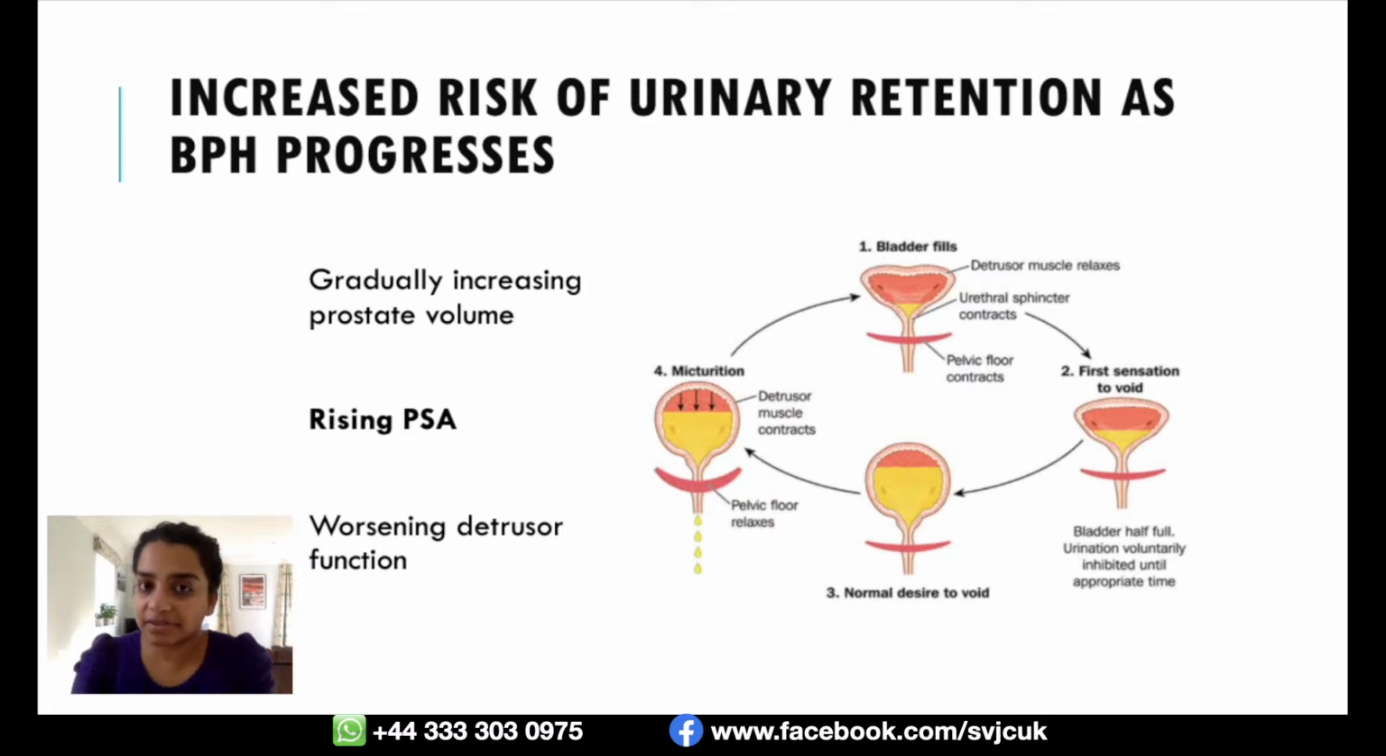This process is dysfunctional in men who have BPH, as the pelvic floor relaxing does not completely allow emptying of the bladder. This results in an increased pressure within the bladder and gradually developing detrusor weakness. As the person's BPH progresses, we tend to find that the risk of urinary retention increases. This is as a direct effect of the gradually increasing prostate volume and can be measured through the rising PSA and worsening symptoms, including overactive symptoms, which can be seen as a direct measure of the detrusor function.